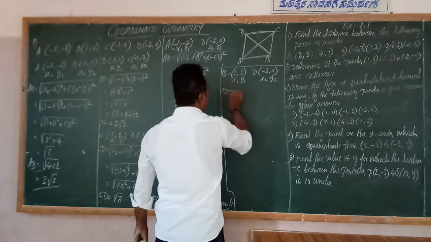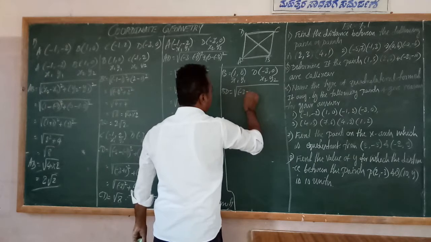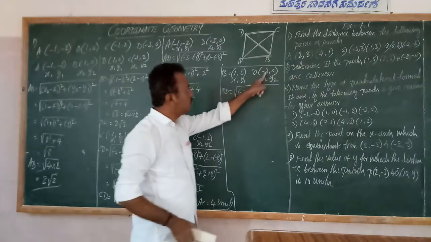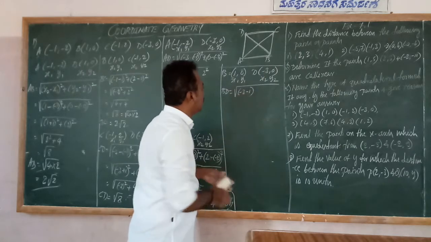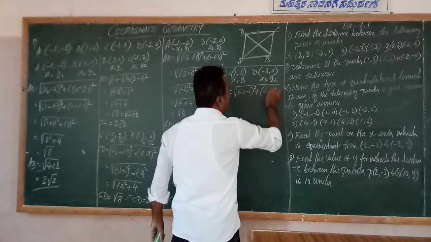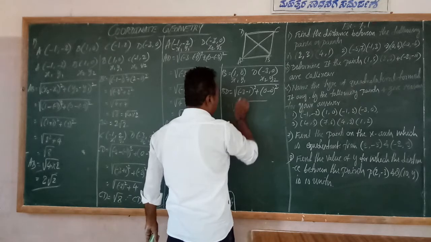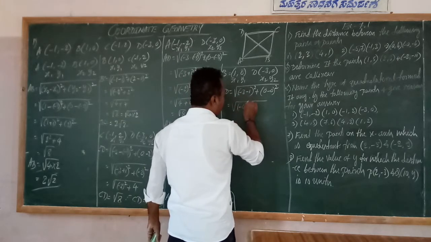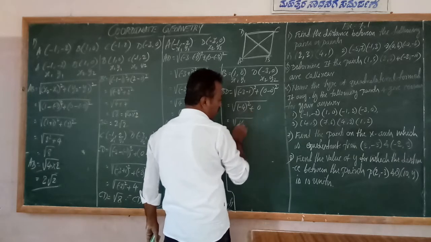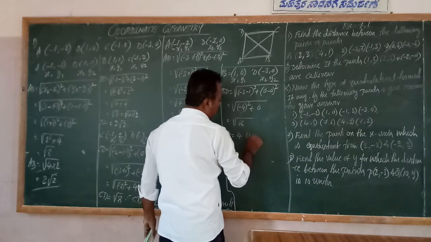So the length of BD is equal to square root of x2, which is -3, minus x1, which is 1, whole square, plus y2 minus y1 whole square. y2 is 0 and y1 is also 0. Therefore, square root of (-3 minus 1) becomes -4 whole square plus 0. So it is square root of 16 plus 0, root 16. The square root of 16 will become 4 units.